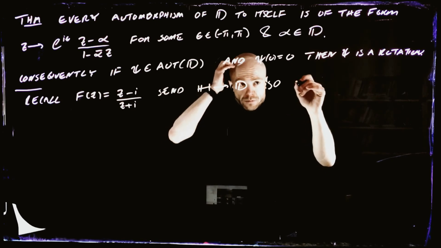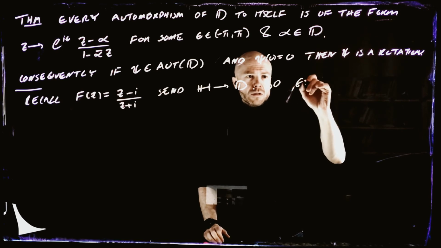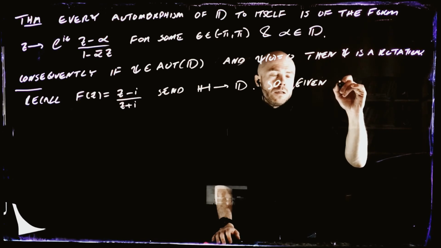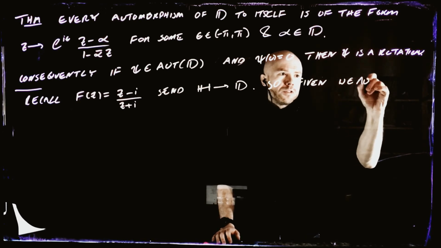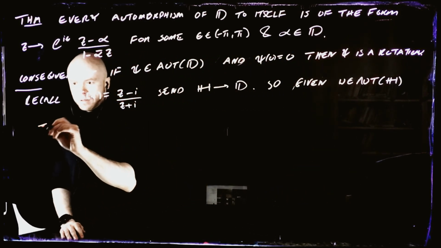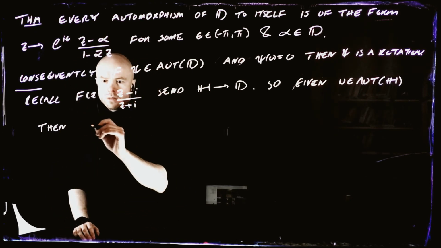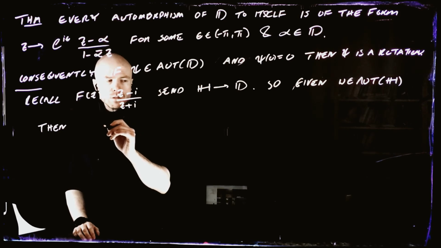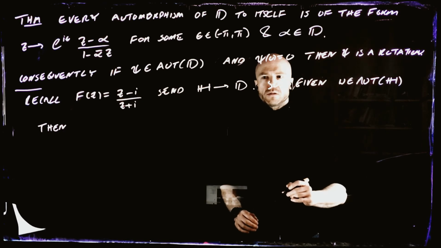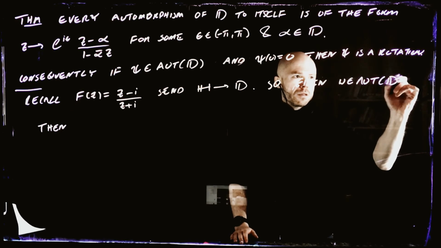So given, let's say, W belonging to the automorphisms of the half space, then, shall we do, let's do automorphisms of the disk. W automorphism of the disk at phi.